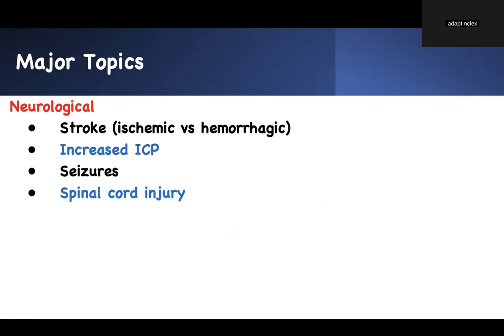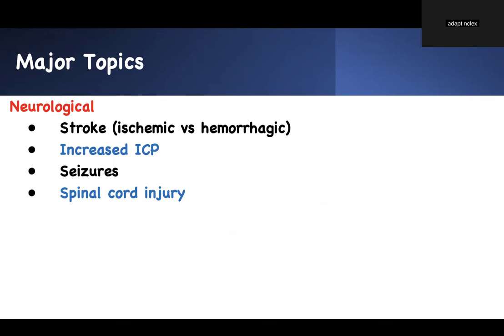Know the things you need to do for ICP, how to manage them, how to identify them, especially in kids, because they are different. Like what? Sunset eyes, right? Bulging fontanelle. All these signs you have to pay attention to.